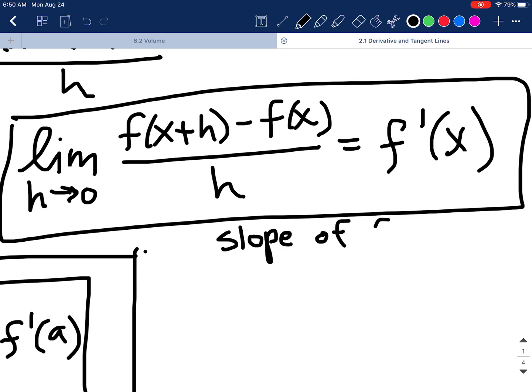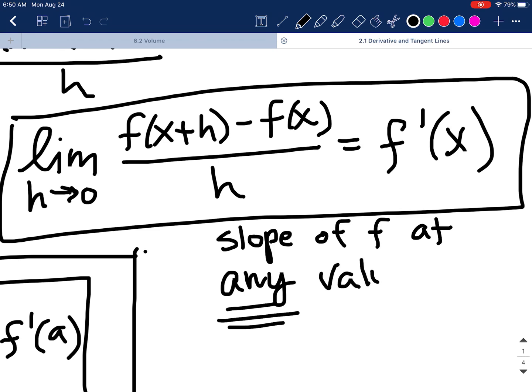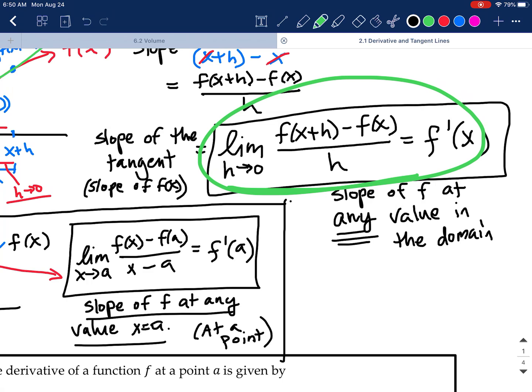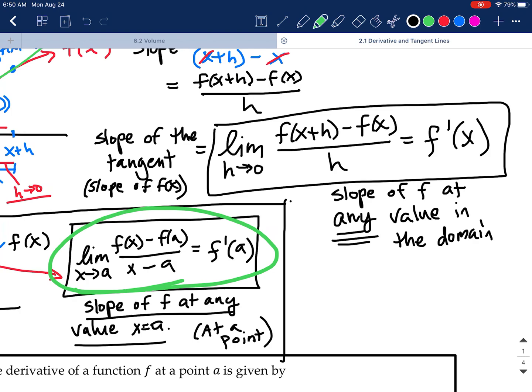This is the slope of f at any value in the domain. So, two different definitions that are really describing the same thing. And so we're going to use both. I would say that the most important one is this, because it gives you the slope at any value. But you've already dealt with this limit down here.